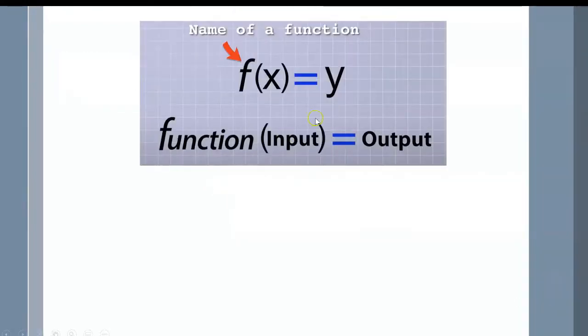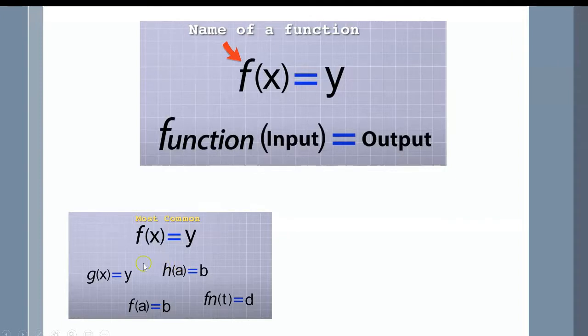Very importantly, you should know that f(x) does not mean f times x. It is a function of x. That means the function of the input will be equal to the output. Most commonly, we write f(x) is equal to y. It doesn't mean we will write only f. It can be g(x) is equal to y, or h(a) is equal to y, or b, whatever. These letters don't represent anything. This is not a multiplication. These are only the notation of the equation, so you have to consider it that way.